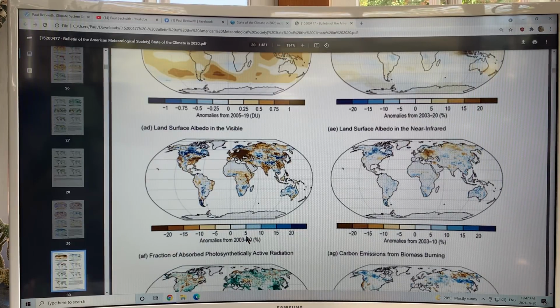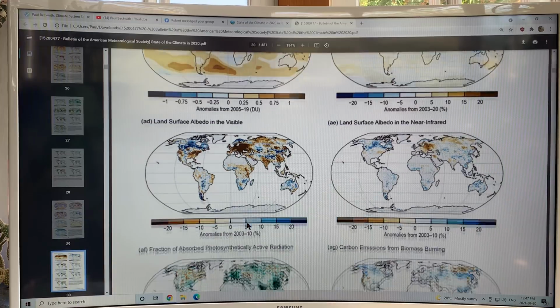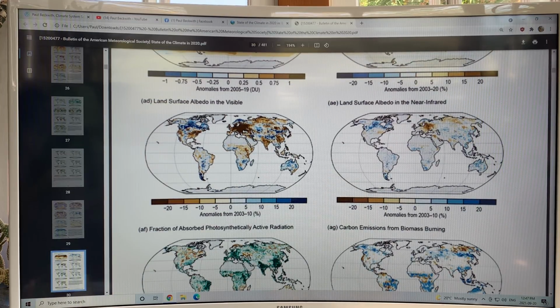The land surface albedo. This is the reflectance of the land in the visible region. And you can see how it significantly was lower across all of Europe by 20% lower. Okay, this is huge. This is a huge lowering of the albedo. Okay, Europe's become a lot darker.